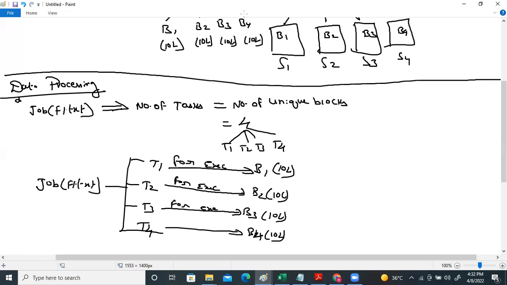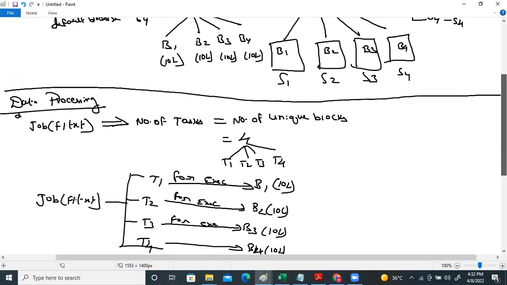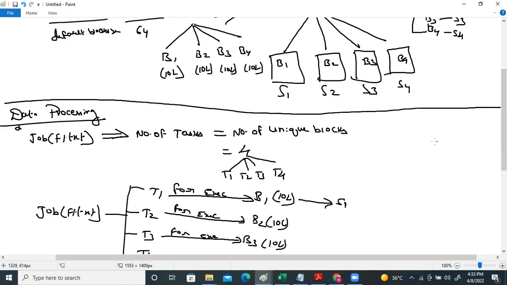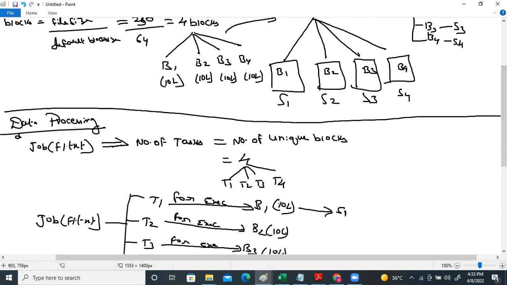Now which slave needs to execute this T1 task? T1 task should be executed by which system, which slave? Try to answer. S1. Yeah, S1 only, right? No other choice. S1 only should execute T1. Why? Because these B1 10 lakh records are present in slave 1 only. So slave 1 only should execute it.